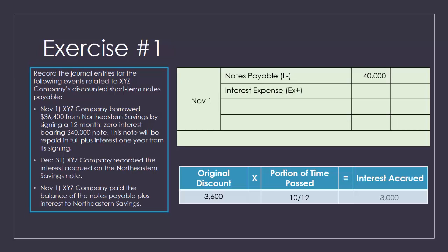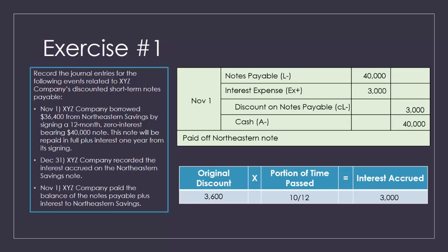$3,600 times 10/12 means $3,000 of interest needs to be recognized. So we're going to debit interest expense for $3,000, and we're going to credit our discount on notes payable for that same $3,000, taking it off our books. And lastly, we're going to credit cash for how much we actually owe them, which was the full face value of the note, which was $40,000.